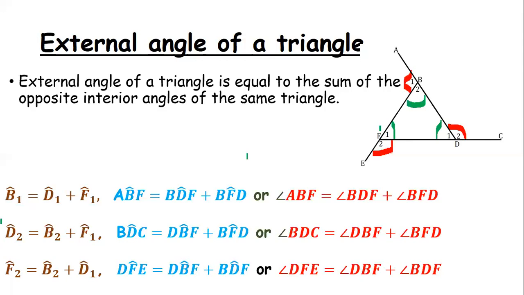And these are the different ways in which we write angles, right? I think we did this when we were doing straight lines. So B1, we can write it as angle ABF. We did this. So angle B1 will be equal to angle D1 plus angle F1, and angle D2 will be equal to angle B2 plus F1, and angle F2 will be equal to angle B2 plus D1. So the external angle of a triangle is equal to the sum of the opposite interior angles.